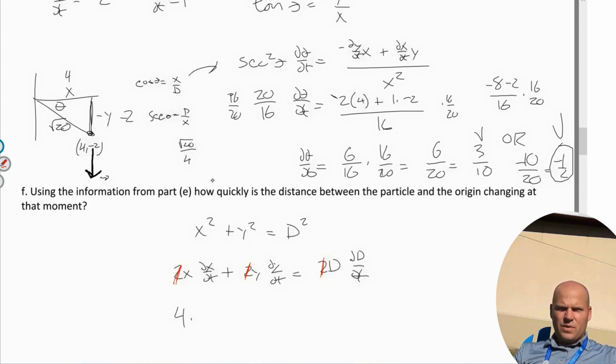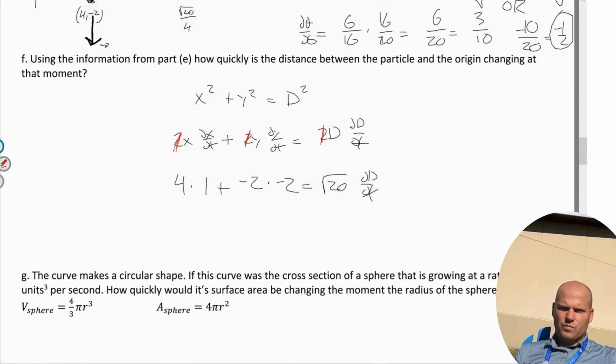So this widens. dx dt was 1. y is -2. dy dt, we said, is -2. D is root 20. So this all works out because I'm getting a positive value. Leave it like that. If you simplify, great. Just be careful.